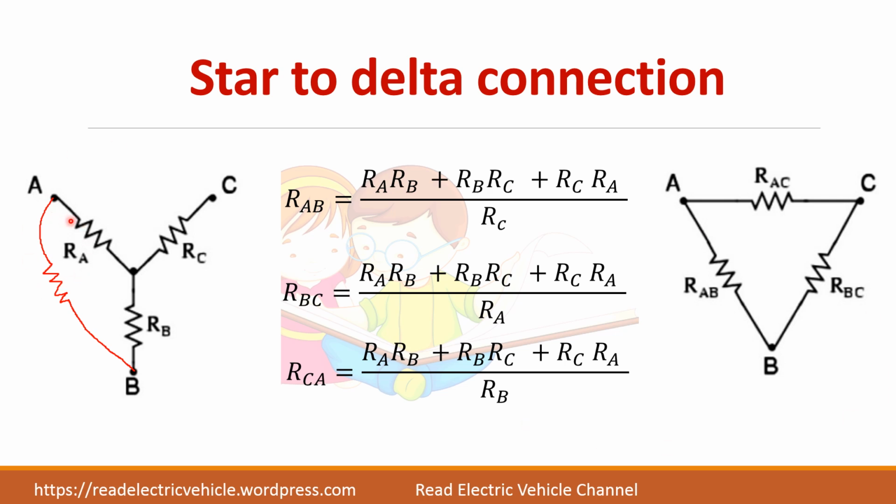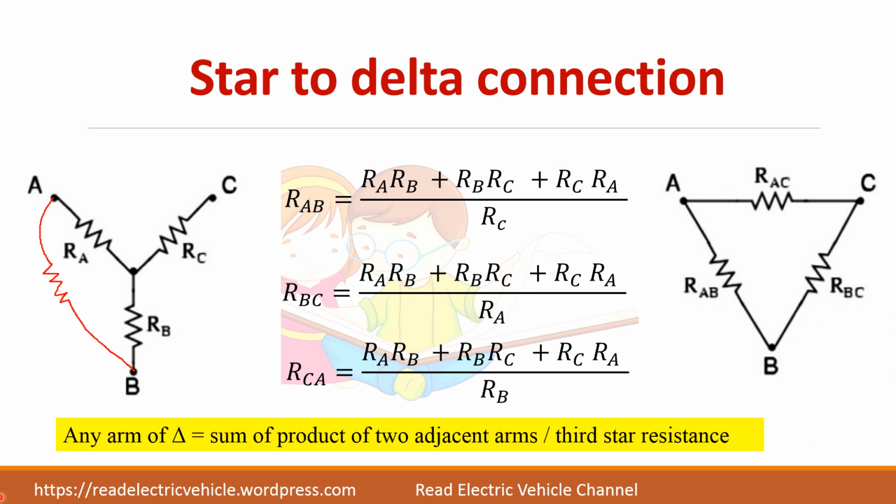So in this way, a star network can be converted into delta network. So if this is delta network, any arm resistance is equal to sum of product of two adjacent terms. So product of two adjacent terms, add all those things. So sum of product of two adjacent terms divided by third star resistance.